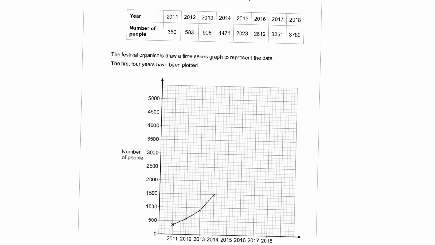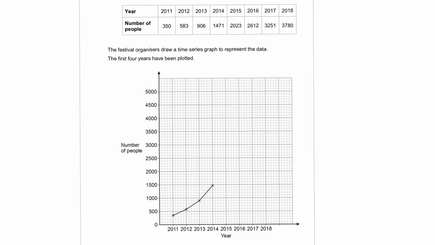So we zoom in to where the information is. Yeah, so literally this one, you're just plotting on. So they've done it up to 2014. So let's carry on to 2015. So 2015, they had 2,023 people. So again, that would be roughly, so each little box going up is like 100 extra people. So it'll definitely be less than that. Oh, wrong year. And then for 2016, it was 2,612. So 2,600 is above there, about there.